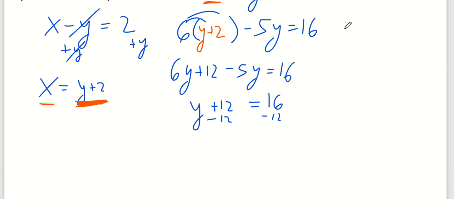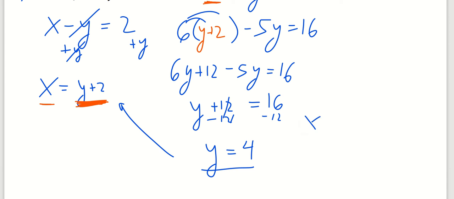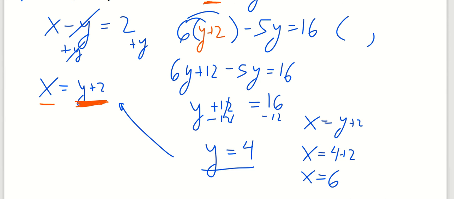Subtract 12 from both sides, and we get y is equal to 4. So we now know our value for y. We can find the value for x by plugging it into that substitution equation. If x equals y plus 2, then x is going to be 4 plus 2, which means x equals 6.